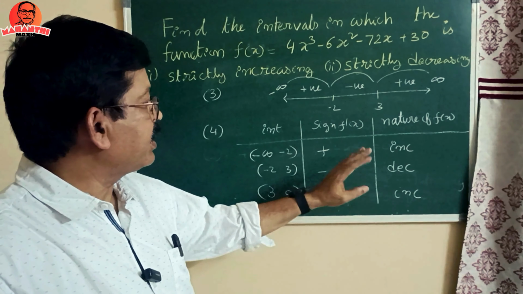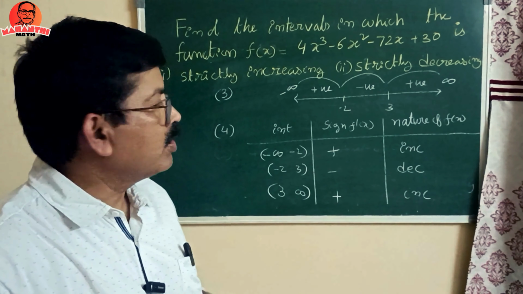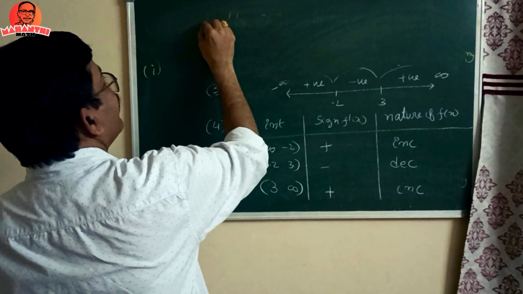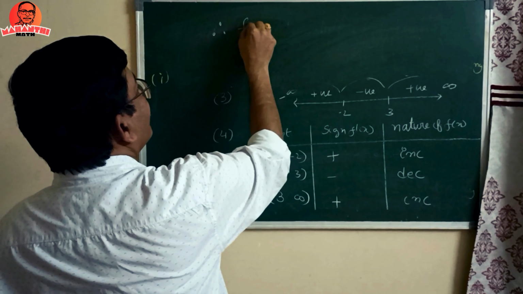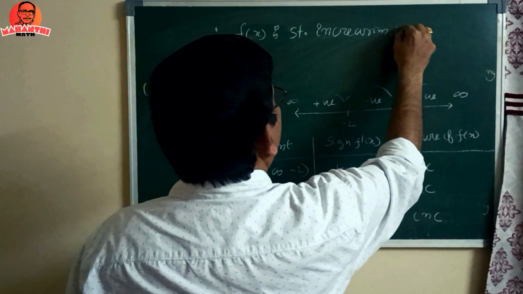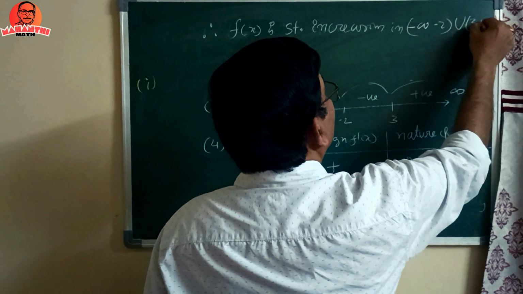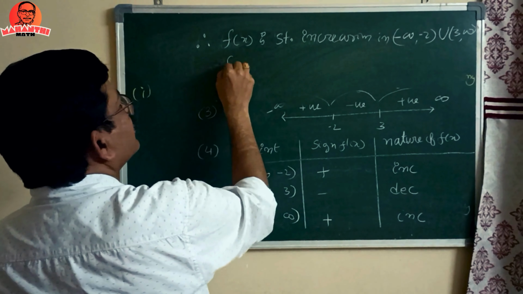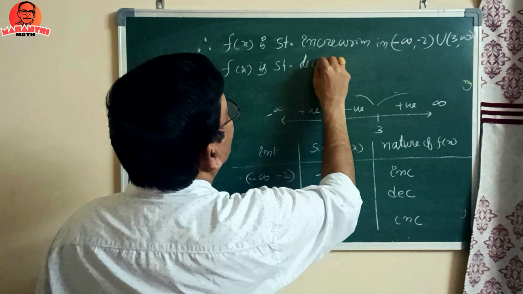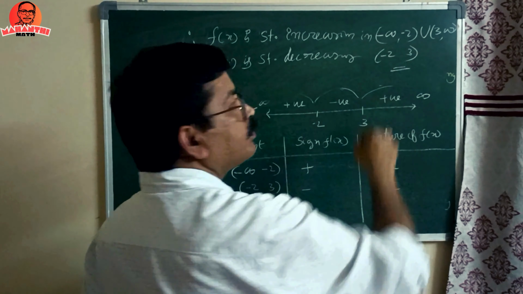Where it is increasing: minus infinity to minus 2 and 3 to infinity, the function is increasing. So conclusion you write like this. Therefore, last step is the conclusion. f(x) is strictly increasing in what intervals? Minus infinity to minus 2 union 3 to infinity. f(x) is strictly decreasing in the interval, only this interval, minus 2 to 3. Okay?